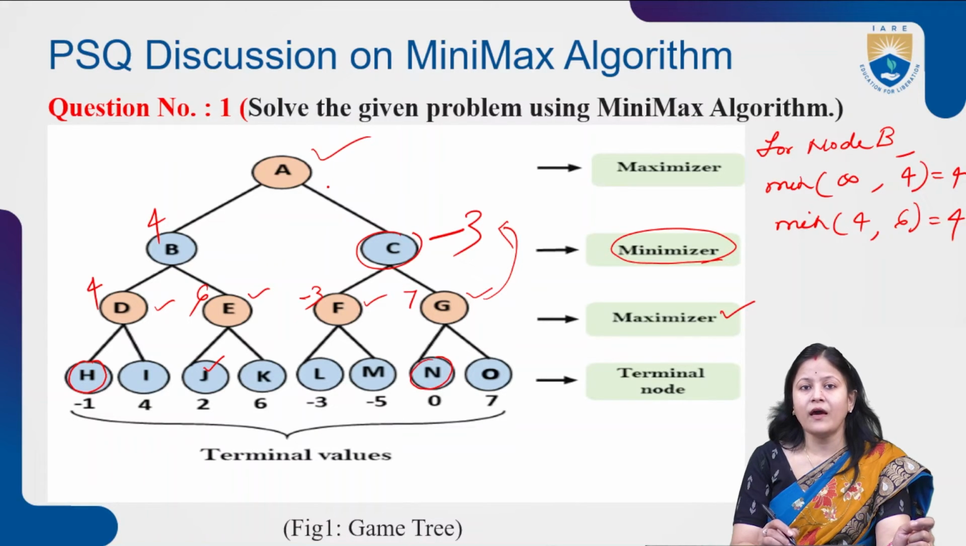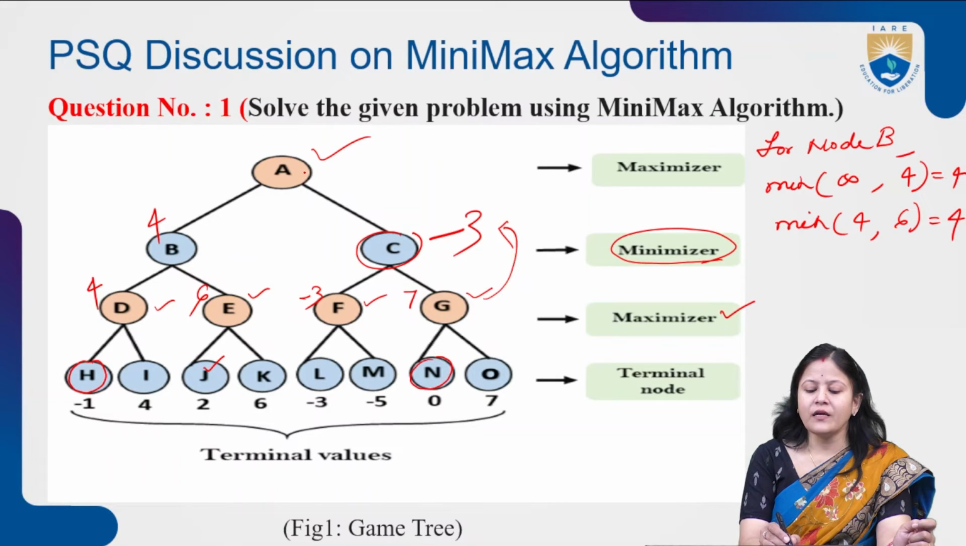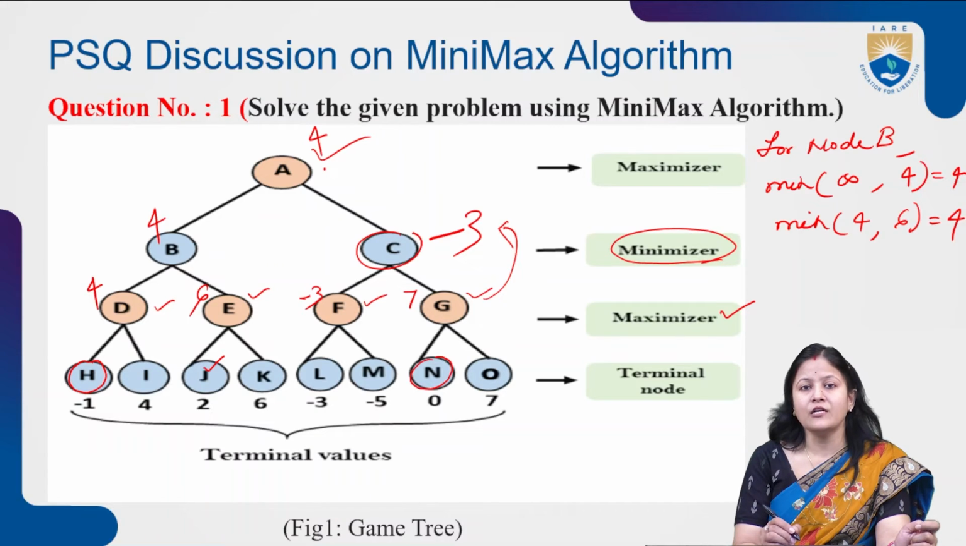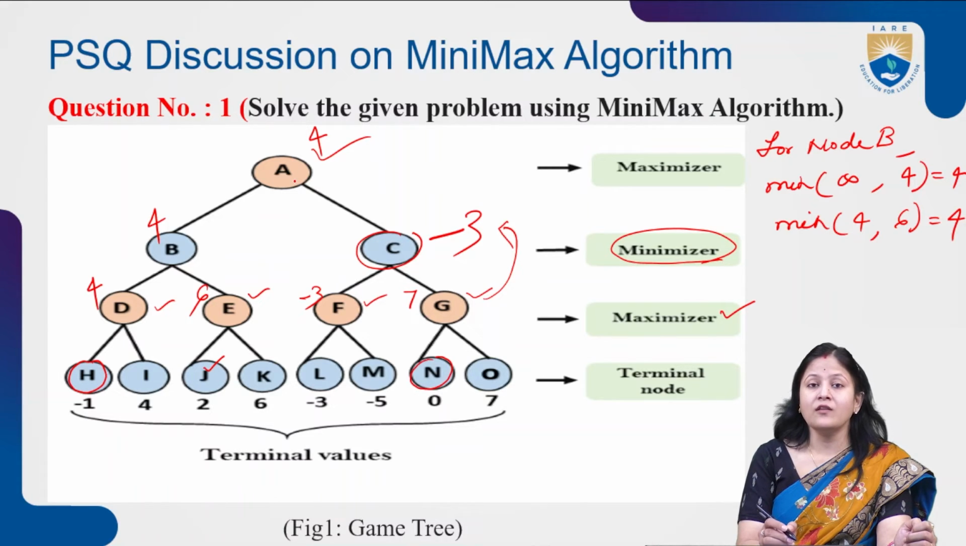Now we can get the value of A. A is the max player, so we compare minus infinity and 4. Who is max? 4 is max. 4 and -3, who is max? Again 4 is max. So we got the value of A as 4. Now you can find the optimal path. Who has won the game? The maximizer has won the game and the maximum value is 4. How did we get it? A is a max player, and this 4 we got from this side, and this 4 we got from here.